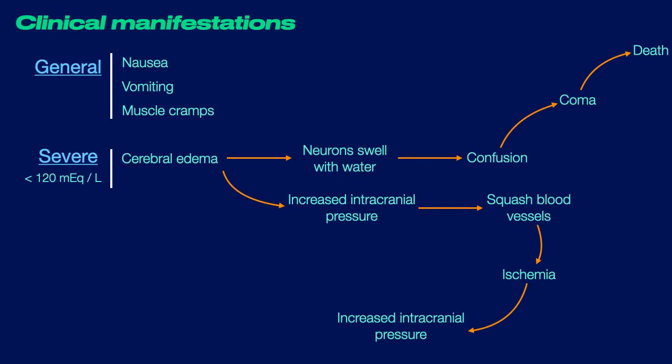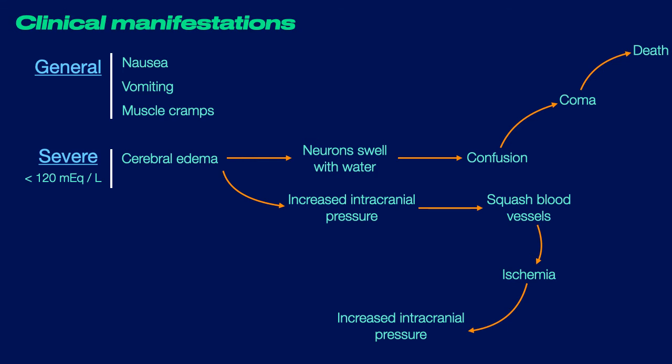Hyponatremia can cause symptoms like nausea, vomiting, and muscle cramps. In severe hyponatremia, which is when the sodium concentration falls below 120 milliequivalents per liter, there can be cerebral edema, which can cause confusion, coma, and even death. The cerebral edema results from water shifting from the extracellular compartment to the intracellular compartment, causing the cells in the central nervous system to swell up and get damaged or even die, because they break if they get too much water inside.